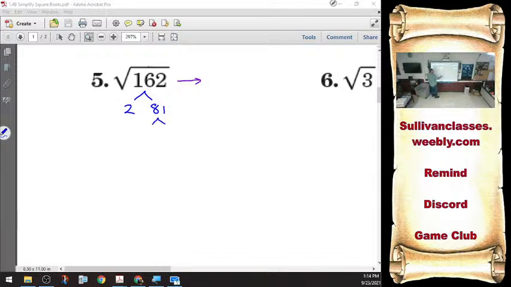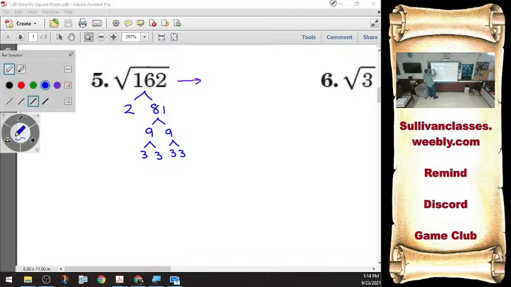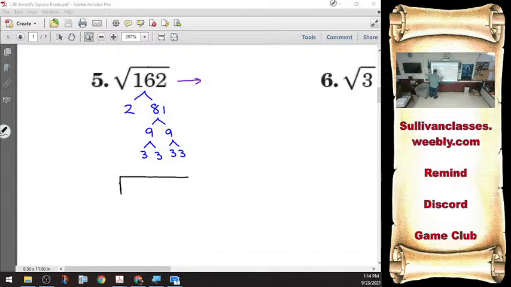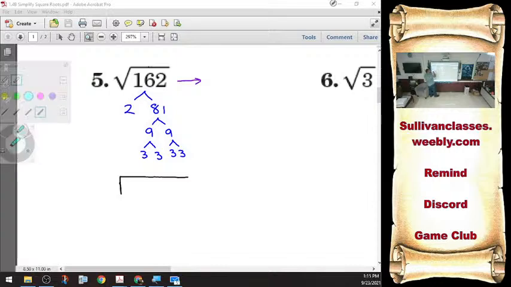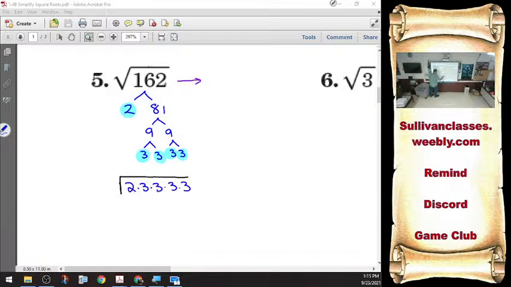What times what makes 81? 9 and 9. 9 is 3 and 3. So I could rewrite this whole honking thing as the square root of, go to the ends of the branches, and write those. 2 by 3 by 3 by 3 by 3.